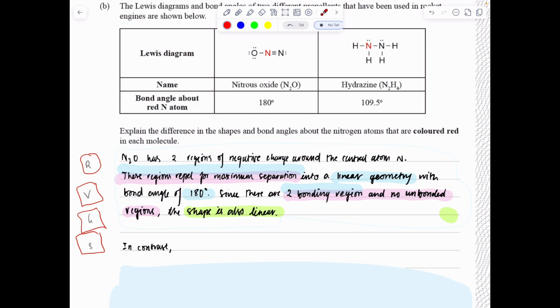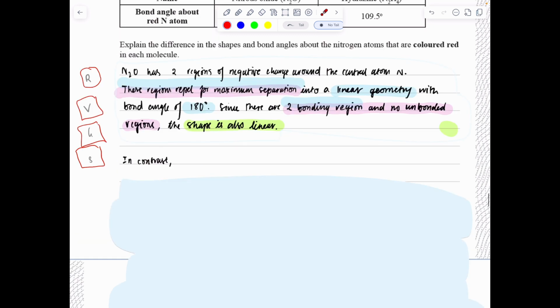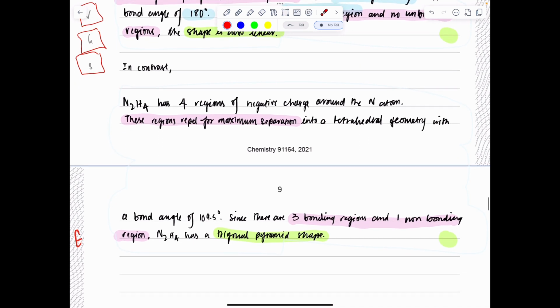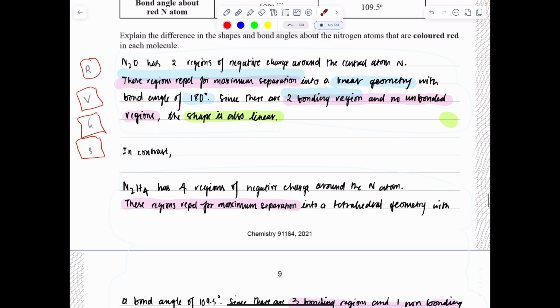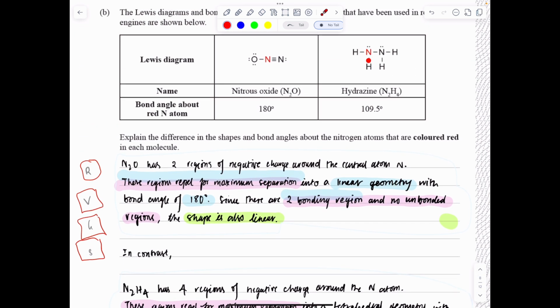So geometry and shape are different things. Geometry is based on the number of negative regions, and shape is dependent on the number of bonded and non-bonded regions. Okay, so in contrast, N2H4 has 4 regions of negative charge, as you can see here: 1, 2, 3, 4.